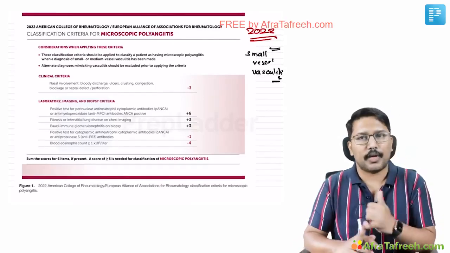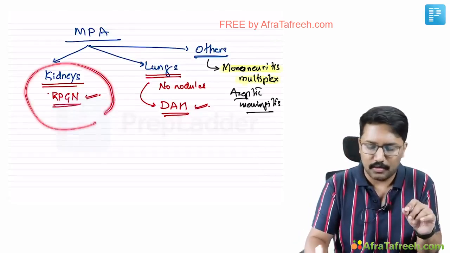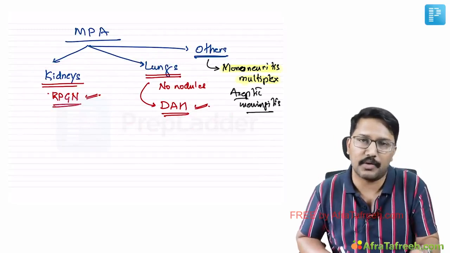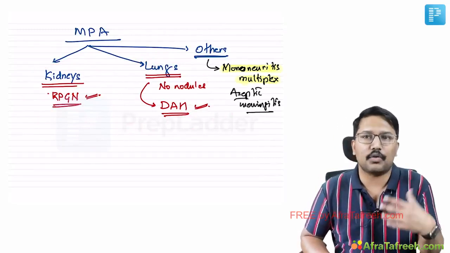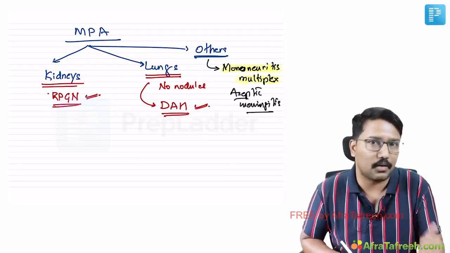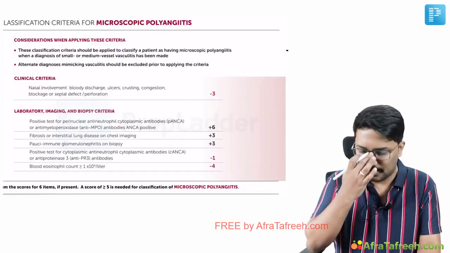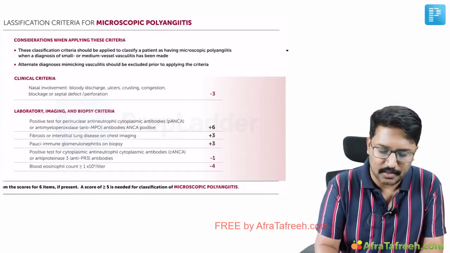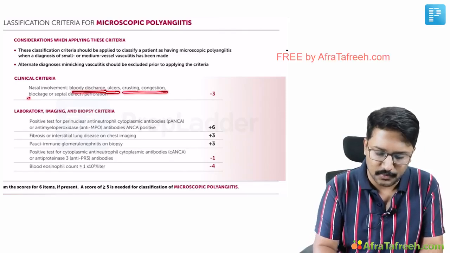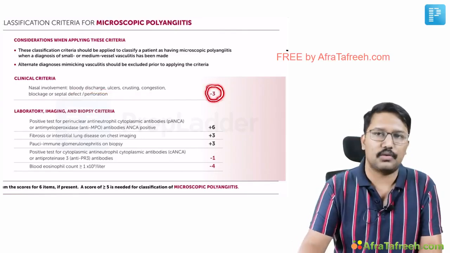Okay. So in case of microscopic polyangiitis, as I have already told, there is kidney involvement, lung involvement, but I didn't talk about the upper respiratory tract involvement. When we were talking about the GPA, we were talking about upper respiratory tract involvement. In fact, I told that is the most commonly affected organ, right? So here there is no upper respiratory tract involvement. So if patient has manifestations of upper respiratory tract involvement, like bloody nasal discharge, ulcers, crusting, congestion, blockage, or septal defect or perforation, we are giving a negative score to the patient.